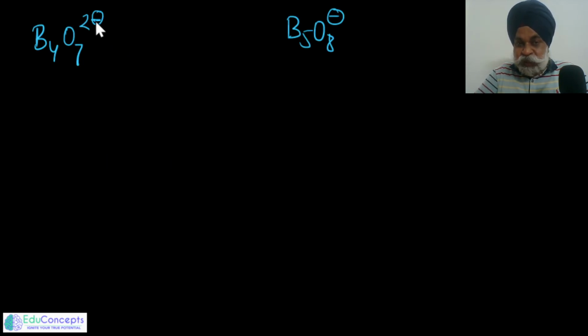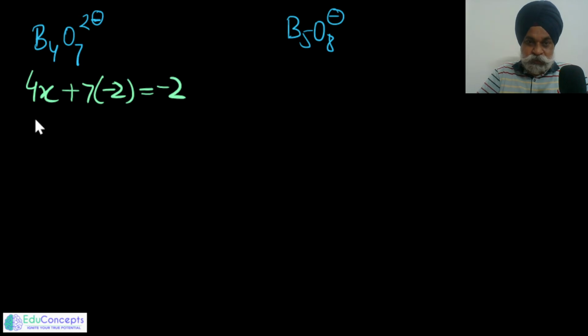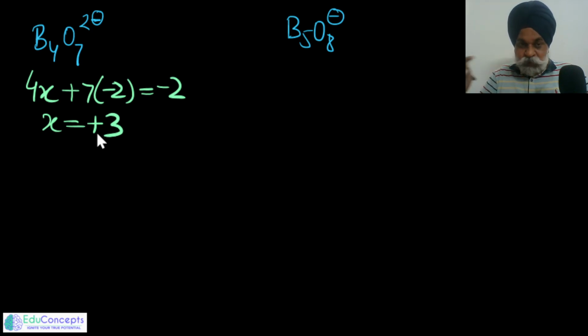Now another one, again a very interesting example. So this is 4x plus 7 into -2 equal to -2. So this happens to be 14 minus 12, so x comes out to be +3. Now they may ask you that in this particular anion the average oxidation state is +3, identify whether all the boron atoms have the same oxidation state or not. For that you have to make the structure of this particular species.